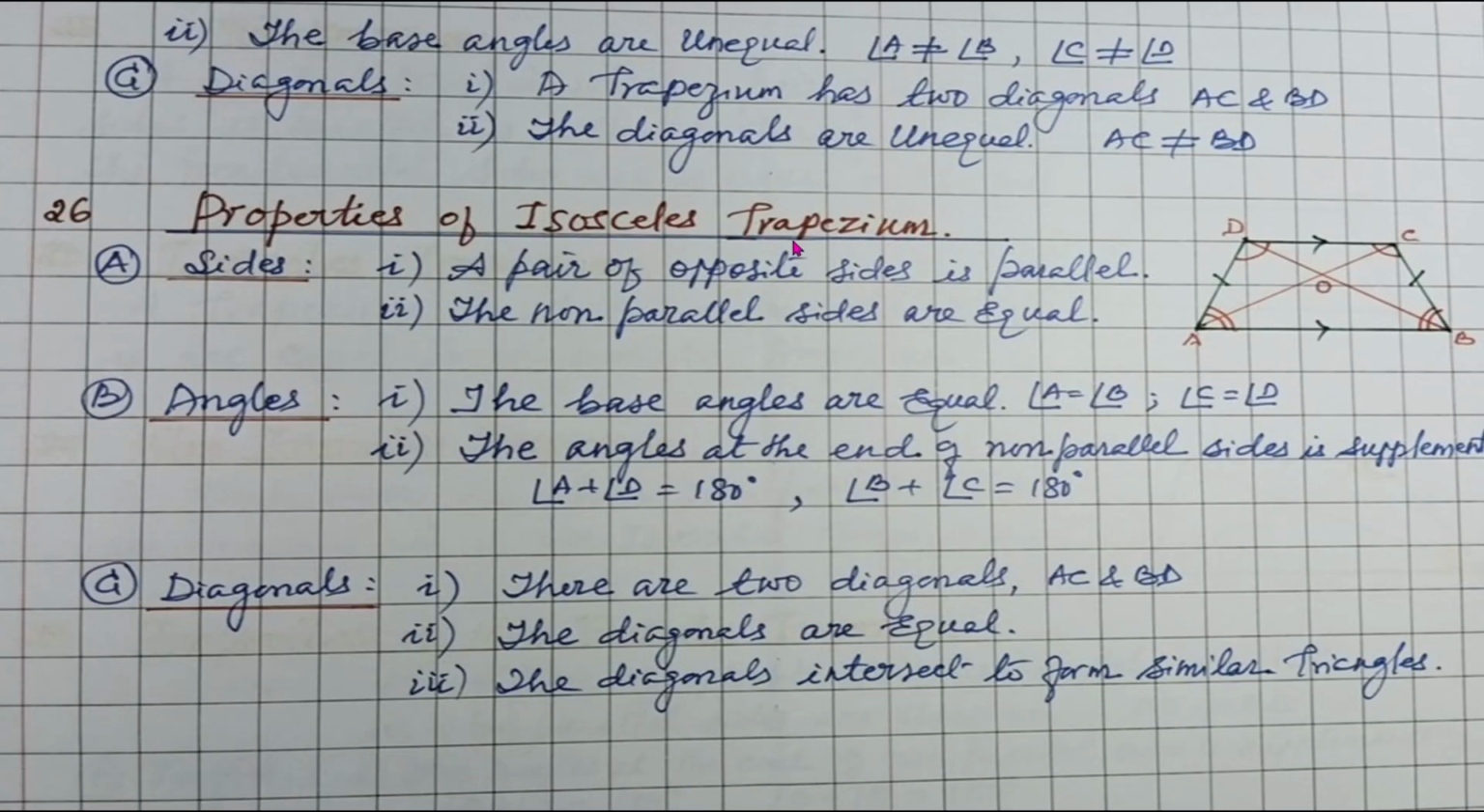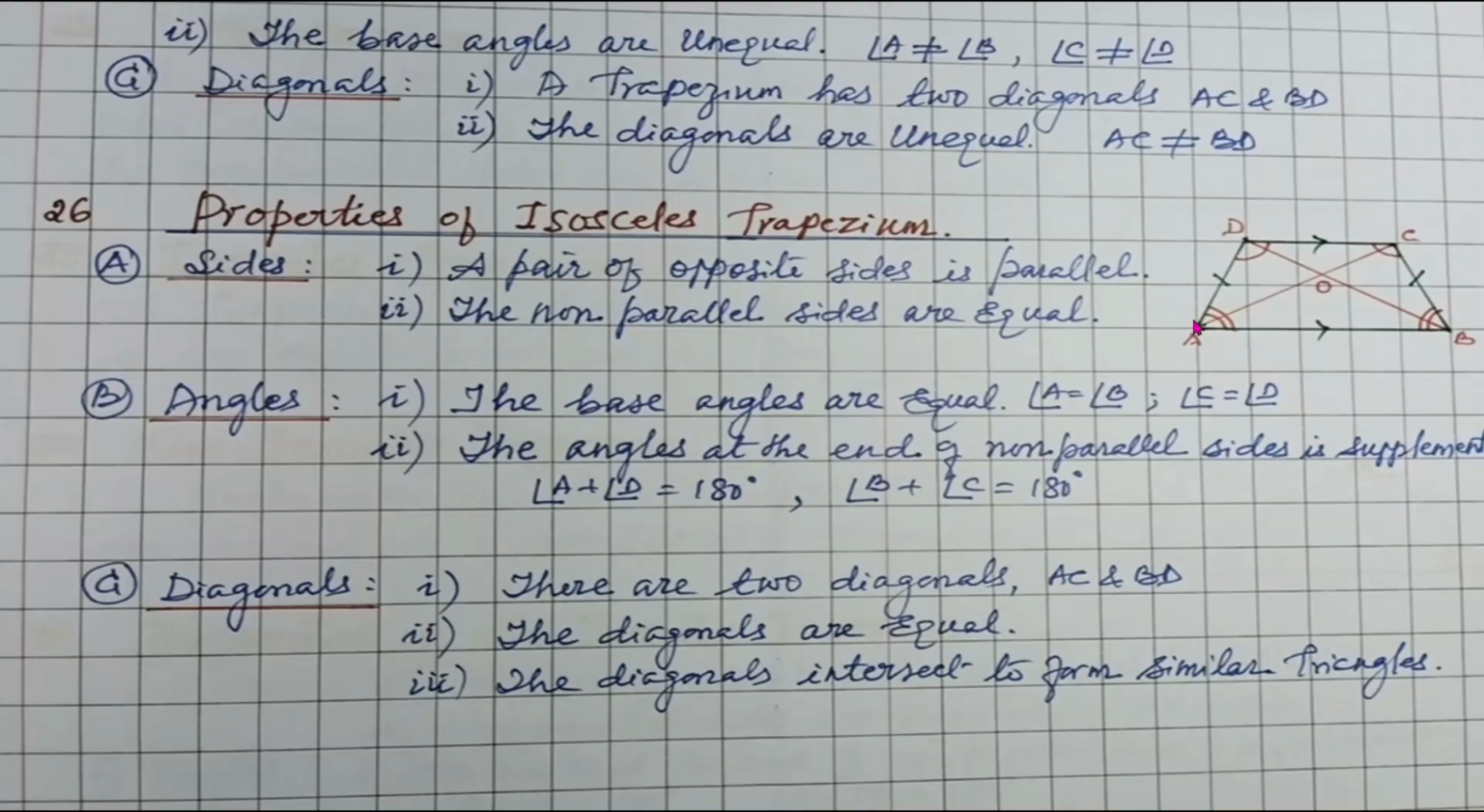Now coming to the properties of isosceles trapezium, a trapezium in which a pair of opposite sides are parallel and the non-parallel sides are equal is an isosceles trapezium. So we have AB parallel to DC and AD equal to BC in an isosceles trapezium. So in terms of sides, a pair of opposite sides is parallel, that means AB is parallel to DC, and the non-parallel sides are equal, that means AD is equal to BC. In terms of angles, the base angles are equal. That means angle A is equal to angle B and angle C is equal to angle D.